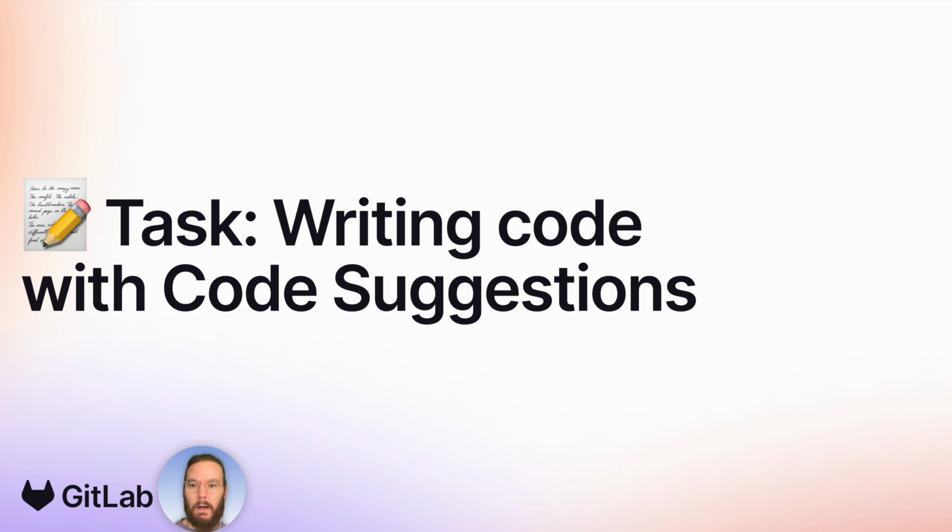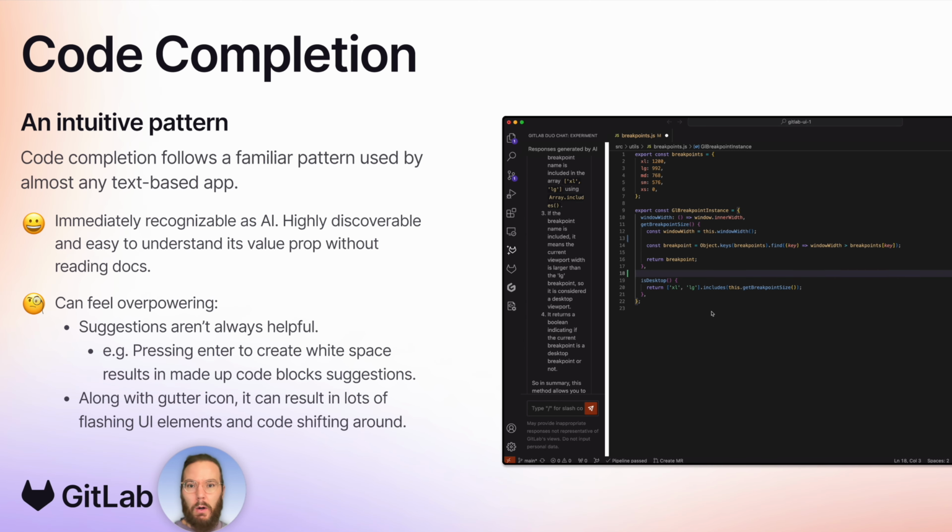The next task is writing code with code suggestions. Code completion is a very intuitive pattern because we see it in a lot of text-based apps that we use. It's immediately recognizable as AI and you can see the value that it provides. However, it can feel a bit overpowering sometimes because the suggestions aren't always helpful. For example, creating white space or pressing enter just starts creating code, and the gutter icon appears and disappears. As a new user, it can sometimes feel a bit random, and it ultimately results in a lot of flashing UI elements and code shifting around.